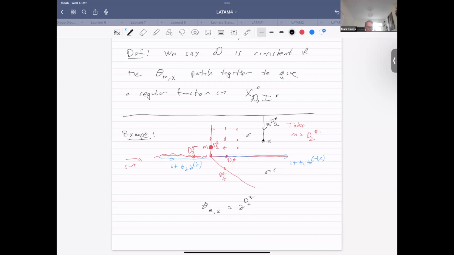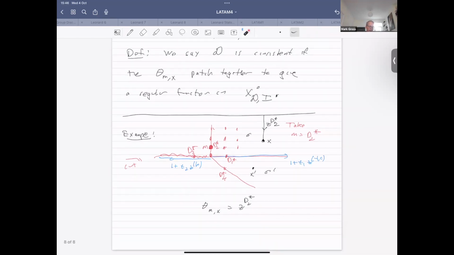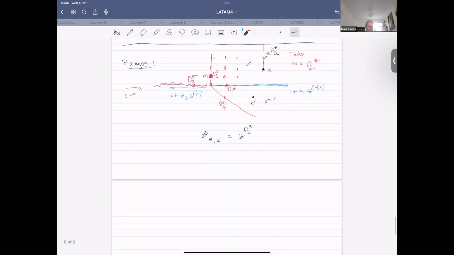Okay, now let me move x. Let's look at a different point, x prime, over here. Now, again, I'm not going to draw this in yet, but again, we have something coming from infinity. But because over here we're crossing a wall, if we want to get to x prime, we'll have to cross this blue wall, and that gives us some opportunity for bending. And for that, we need to do slightly more careful analysis.